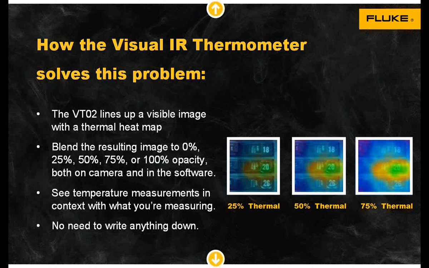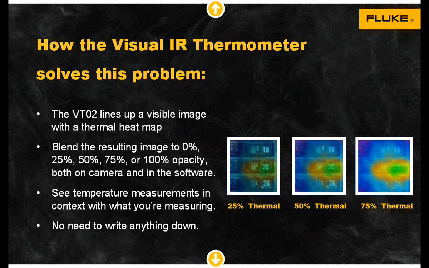Blend the resulting images to 0, 25, 50, 75 and 100% opacity, both on camera and in the software. The user has the ability to blend the image from 100% thermal to quickly identify hotspots or areas of concern, down to 0% thermal and 100% visual to show a full visual image of the component.